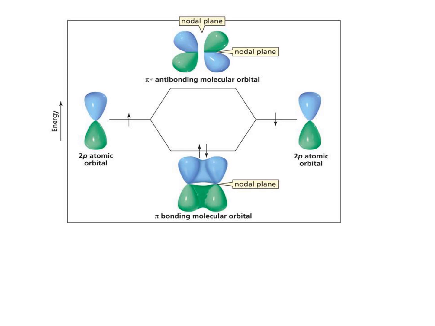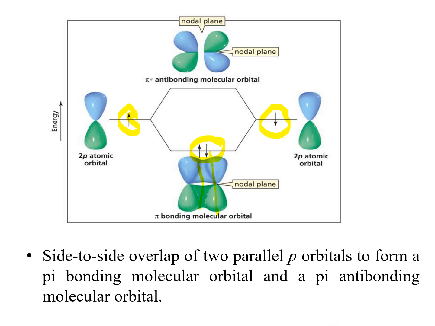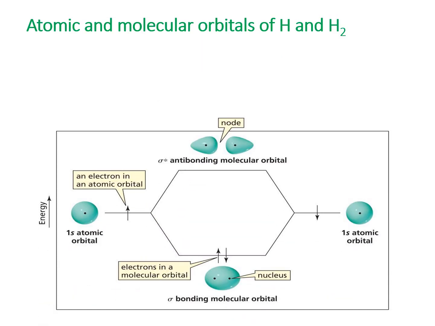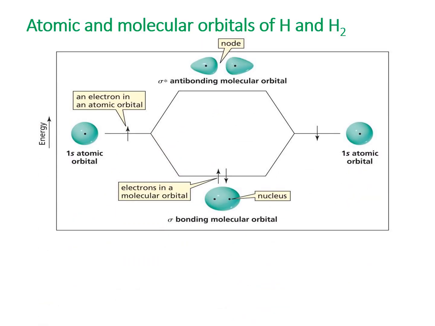The example for sidewise overlapping. Here one p orbital, and here also one p orbital. They combine to give two electrons in the bonding orbital, and the anti-bonding remains empty. Here the two electrons are sidewise overlapped, so it is a pi bond. Side-to-side overlap of two parallel p orbitals forms a pi bonding molecular orbital, and the pi anti-bonding molecular orbital remains empty. Let's see the atomic and molecular orbitals of hydrogen and the hydrogen molecule.